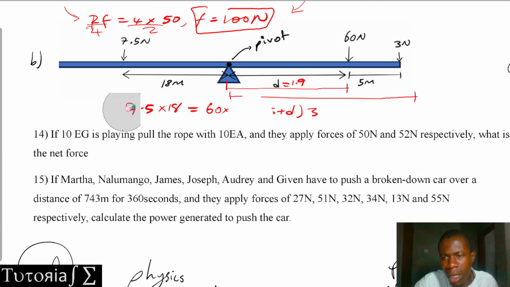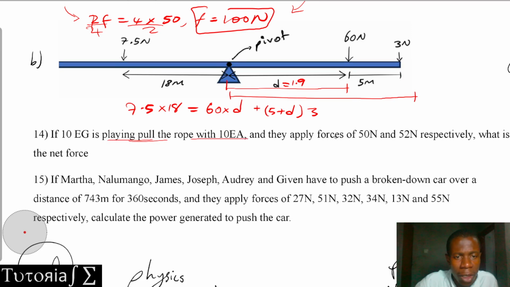Question number 14. If Ten EG is playing pull the rope with Ten EA, they apply forces of 50 and 52 newtons respectively. Calculate the net force. So this was straightforward. F net is equal to acting force minus opposing force.